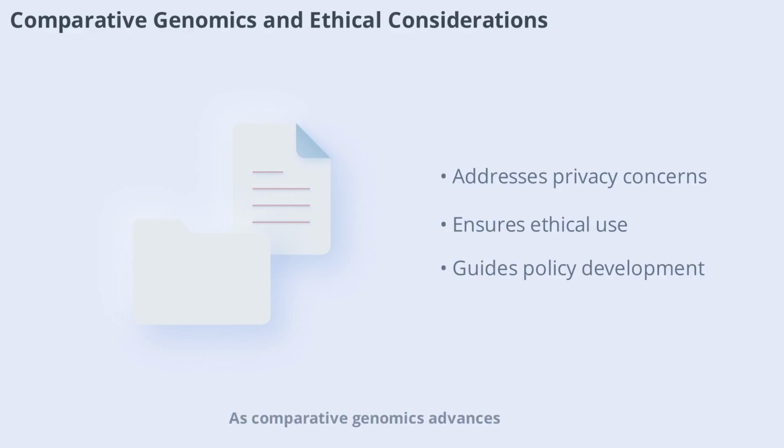As comparative genomics advances, ethical considerations become increasingly important. Issues such as privacy, consent, and the responsible use of genetic information must be addressed. Researchers and policymakers work together to ensure that genomic data is used ethically and benefits society as a whole.